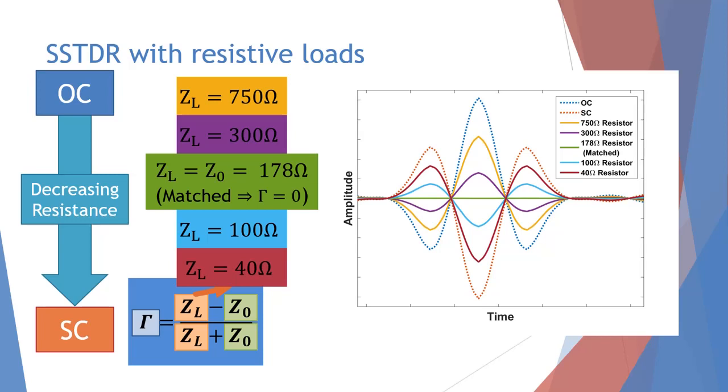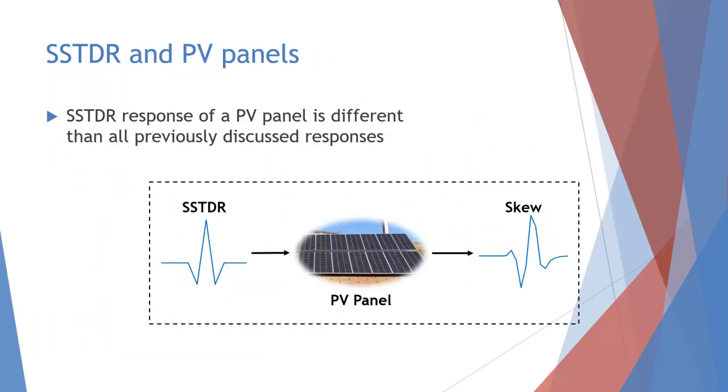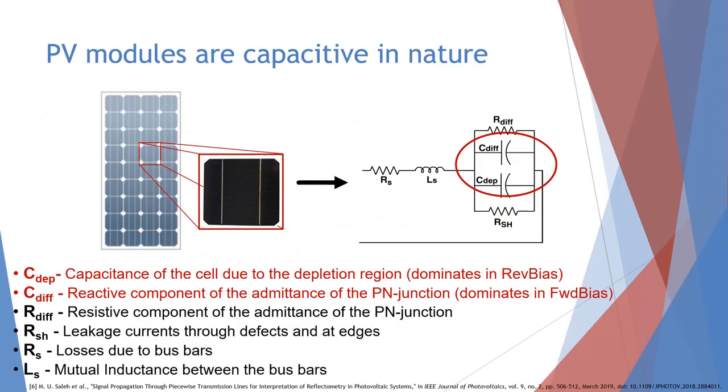Not all SSTDR responses only result in amplitude changes. For example, if we look at a solar panel with the SSTDR, the reflected signal is skewed. This skew is due to a frequency dependence from the capacitive nature of solar panels.